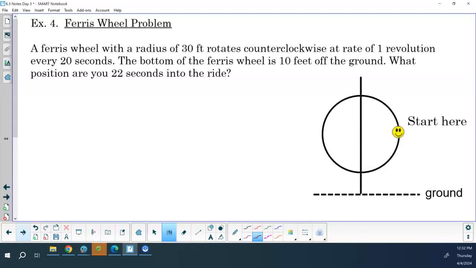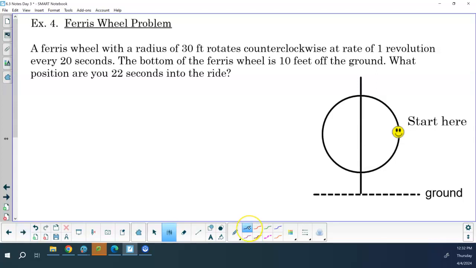So, we got a Ferris wheel with a radius of 30 feet. It's rotating counterclockwise at a rate of 1 revolution every 20 seconds. So I'm going to see if I can actually make this thing go all the way around. I have to hold the legs apart. Okay? So it's going around, and it takes 20 seconds to get all the way around. Bad glue. Okay? 20 seconds all the way around. Bottom of the Ferris wheel is 10 feet off the ground. What position are you in 22 seconds into the ride?